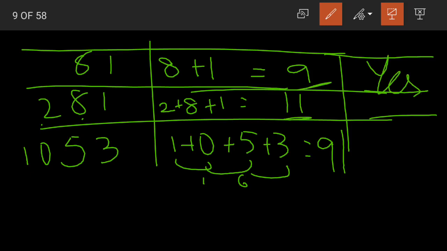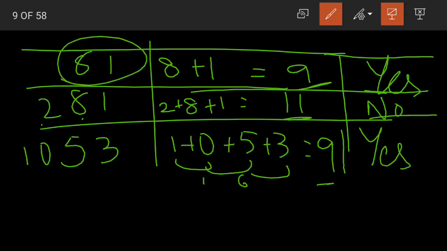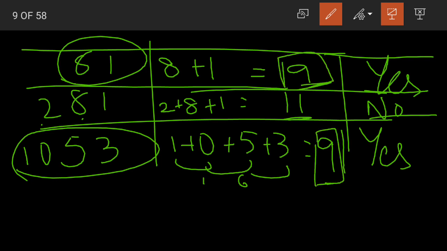Is 11 a multiple of 9? No. Next, is 9 a multiple of 9? Yes, we have 9 ones are 9. So from this, what can we conclude? The numbers 81 and 1053 are both divisible by which number, children? Divisible by 9. Both the numbers 81 and 1053 are divisible by 9. Why? Because the sum of their digits is a multiple of 9.